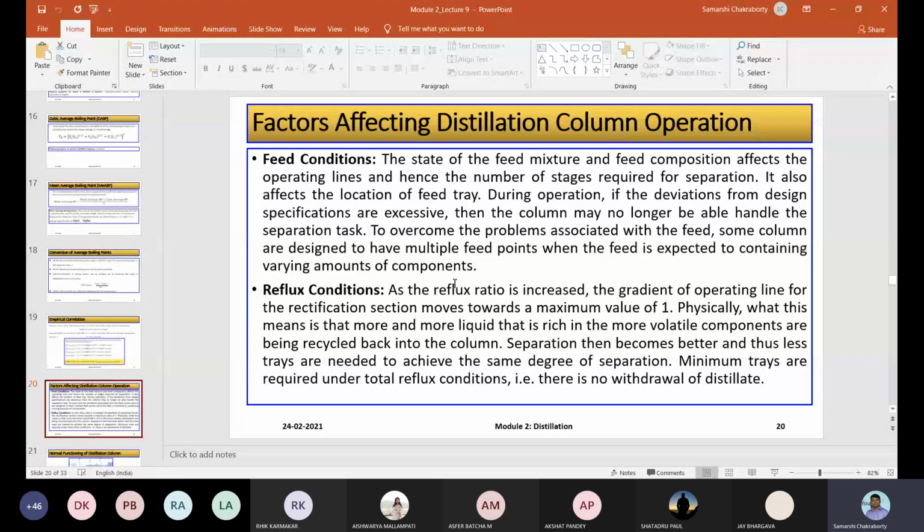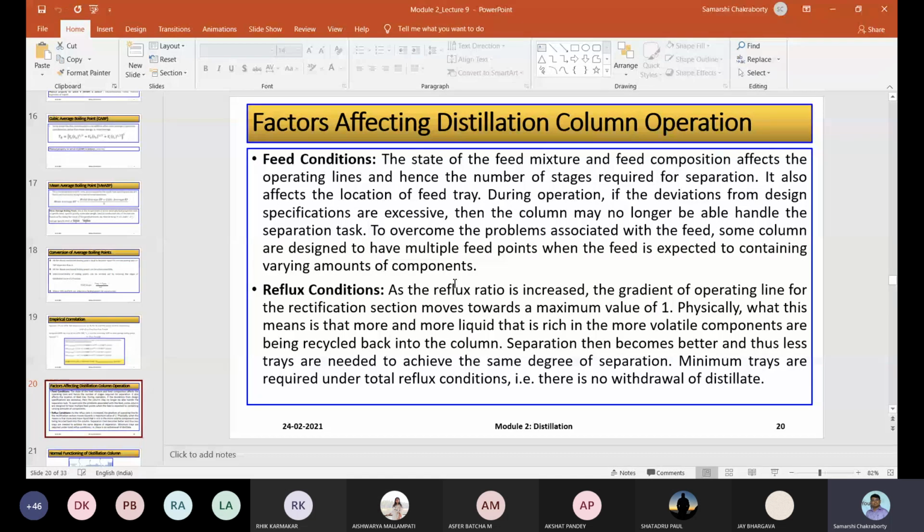Other than that, reflux condition. As the reflux ratio is increased, the gradient of the operating line in the rectification section moves towards the maximum value of 1. Physically, what it means is that more liquid that is rich in the volatile components is being recycled back to the column. Separation then becomes better, thus fewer trays are needed to achieve the same degree of separation.